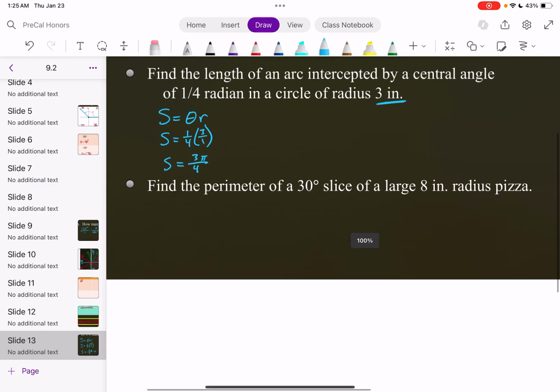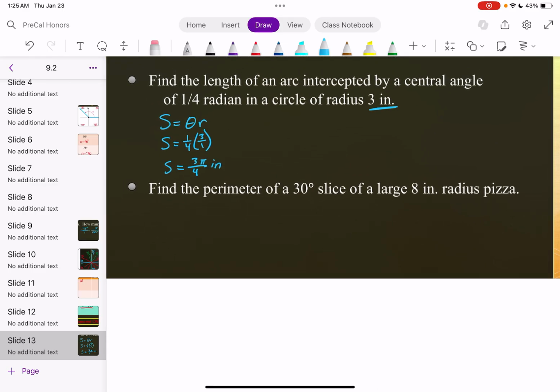Let's take a look at our second problem. It says find the perimeter of a 30-degree slice of a large 8-inch radius pizza. First thing, we know that we're working with 30 degrees. So keep in mind, 30 degrees will always give us pi over 6. Now, as you work this problem, keep in mind, it must use pi over 6. You cannot use a decimal.